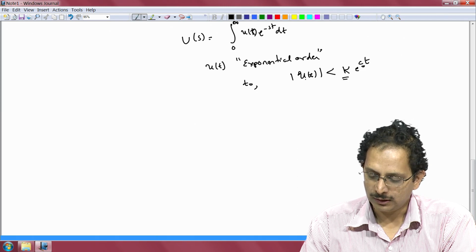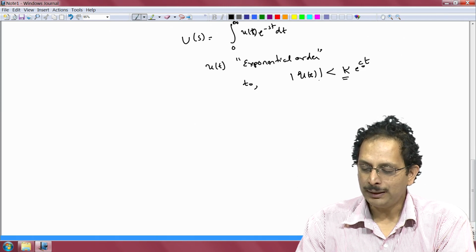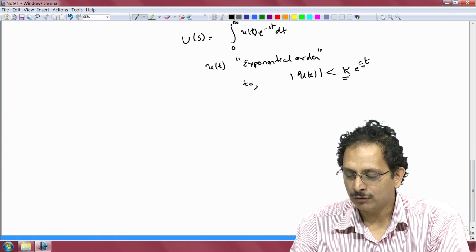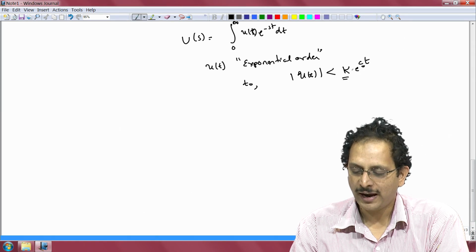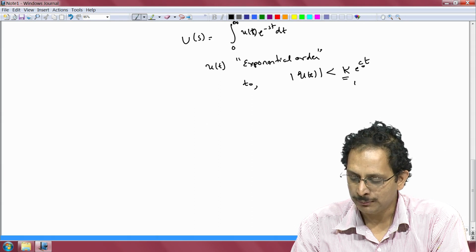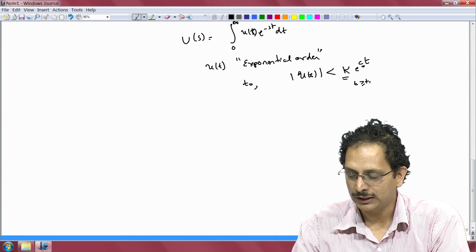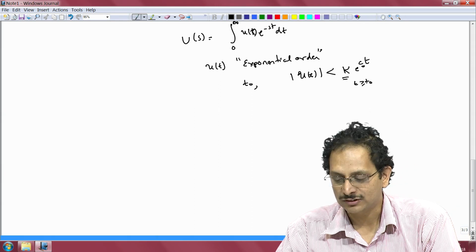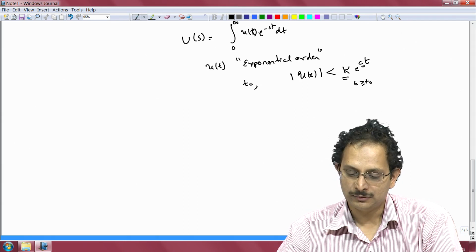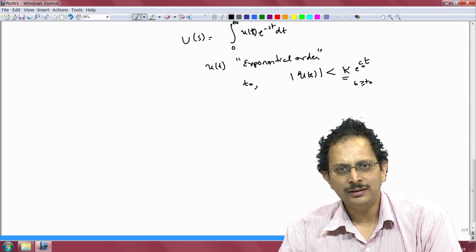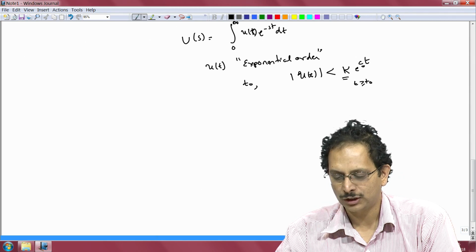If a function u of t can be bounded by a function of the kind k e power c times t, where k and c are constants, beyond the time t greater than or equal to t naught, then such functions are said to be of exponential order. And it is easily verifiable that not all functions are of exponential order.